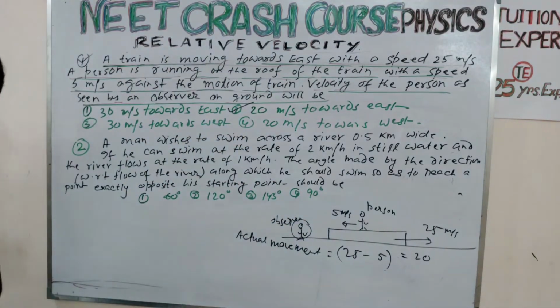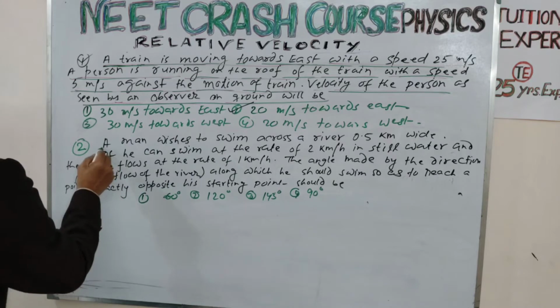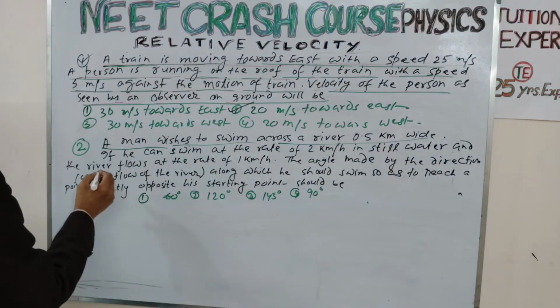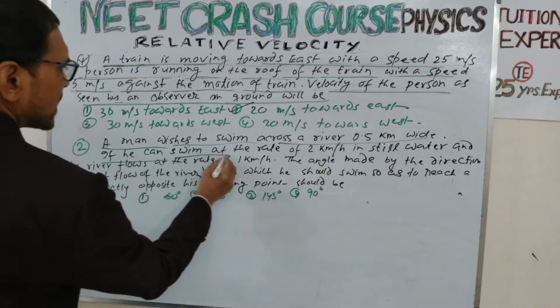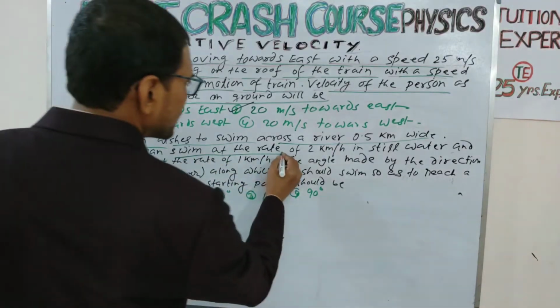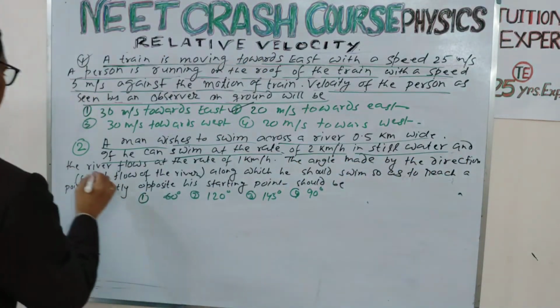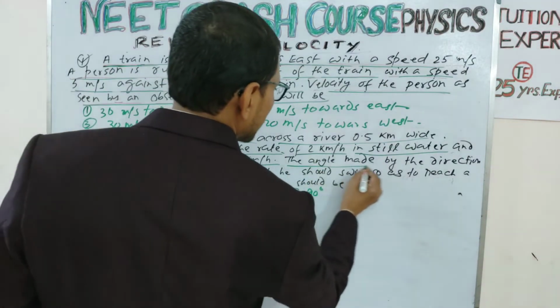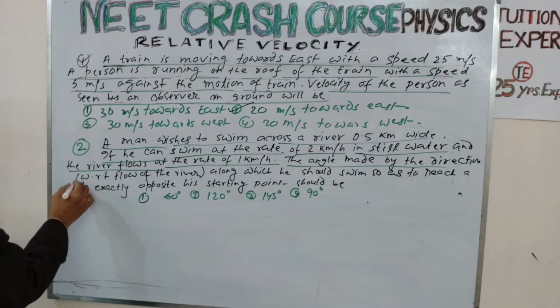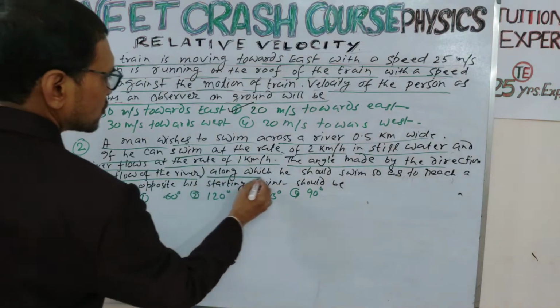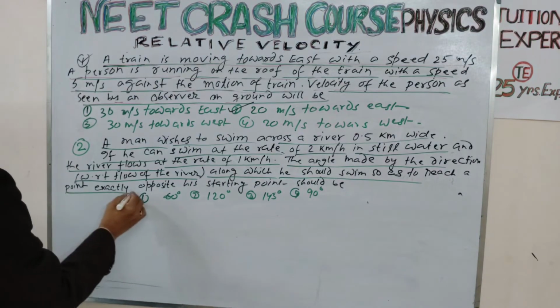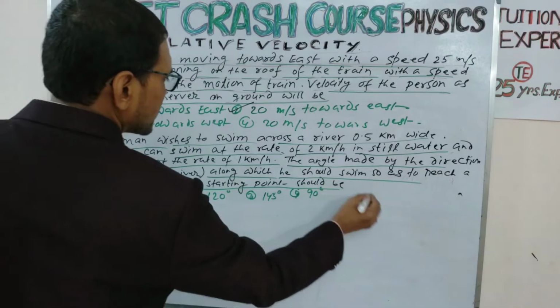The next question is: a man wishes to swim across a river 0.5 kilometer wide. If he can swim at the rate of 2 km per hour in still water and the river flows at the rate of 1 km per hour, the angle made by the direction with respect to the flow of the river along which he should swim so as to reach a point exactly opposite his starting point should be what?